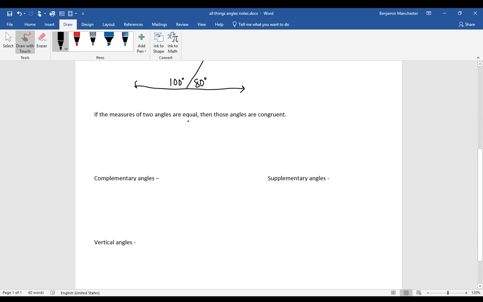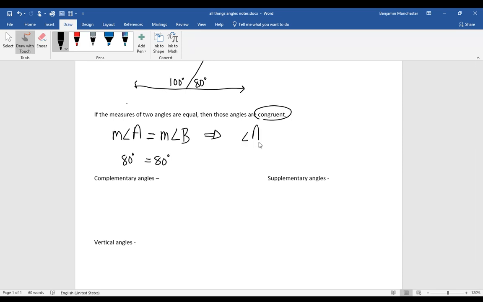Now here's another very important distinction. The measure of an angle is what we use a little m for. If the measure of angle A equals the measure of angle B. The measure is talking about the degree, like 100 degrees is the measure of this angle, and 80 degrees is the measure of this angle. Measures can be equal because numbers can be equal. 80 degrees equals 80 degrees. So if their actual degrees are the same, then the angles themselves are congruent.